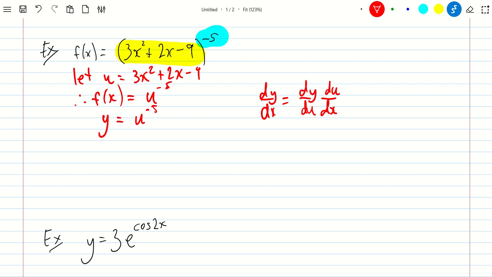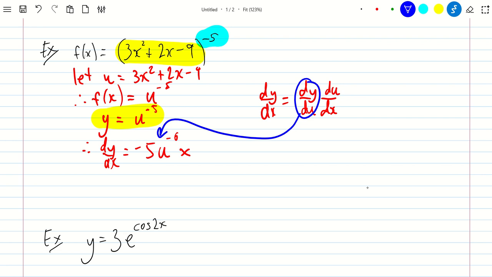To find dy/dx, therefore, dy/dx is equal to dy/du, the derivative of this with respect to u. What is the derivative of u to the power -5? Well, the -5 comes down the front. Then you've got u, and that -5 goes down by 1, so it goes to -6. So that's dy/du. And then I need to multiply that by du/dx. Just to be clear, I'll draw some things here. dy/du is that, and now I need to do du/dx, so I'll multiply that by du/dx.